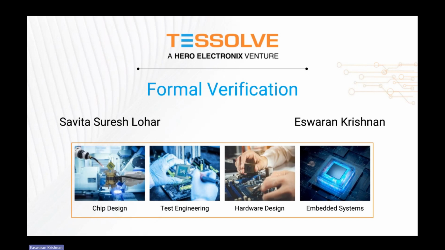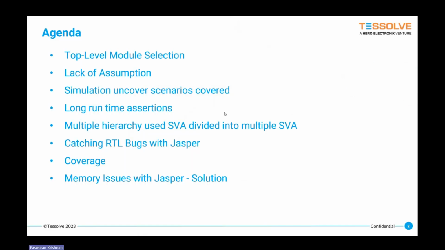Hello, this is Ishwar Krishnan. We are going to cover some issues we faced during formal verification and how we were able to manage them. These are the three agenda items. I will be covering top level module selection, lack of assumptions, simulation and cover scenarios covered, long runtime assertions, and multiple hierarchy used SVA divided into multiple SVA. Savita will cover catching RTL bugs with Jasper coverage and memory issues with Jasper solutions.